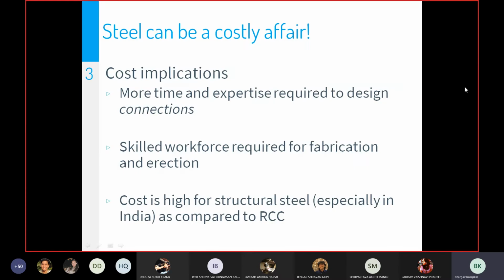And last but not the least, cost implications. Obviously, more time and expertise is required to design connections. Then the drawings are relatively more complicated. There are shop drawings that need to be done. Then also on site you require a skilled workforce, fabrication and erection. So therefore, in general, you can see that the cost is relatively high as compared to RCC.